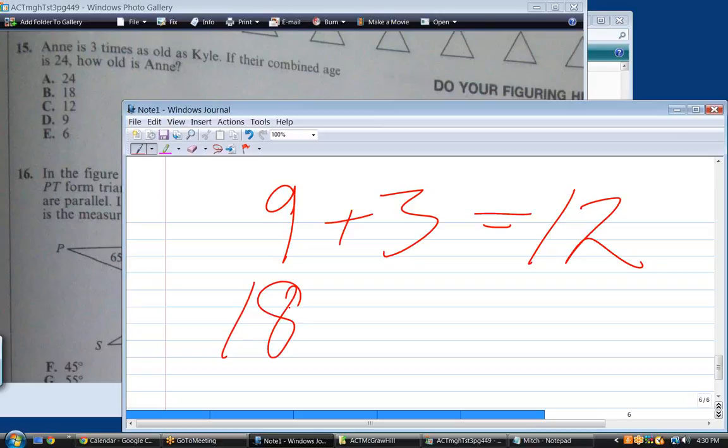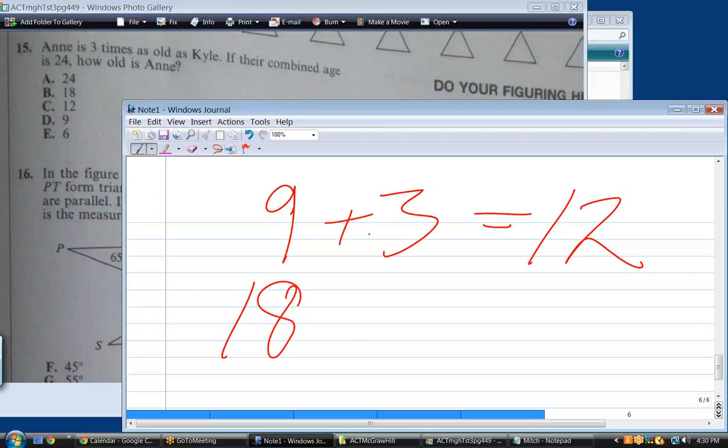Let's say I tried 18 and I got a number bigger than 24. Well, now I know I've got to have some smaller number than 18 and bigger than 9. It's got to be 12. That would be my answer. So by starting with the second low or the second high on these kinds of problems, you ensure that you are only going to have to do 2 trials at most. And that's the beauty of it. You're never going to have to test all 5 numbers.